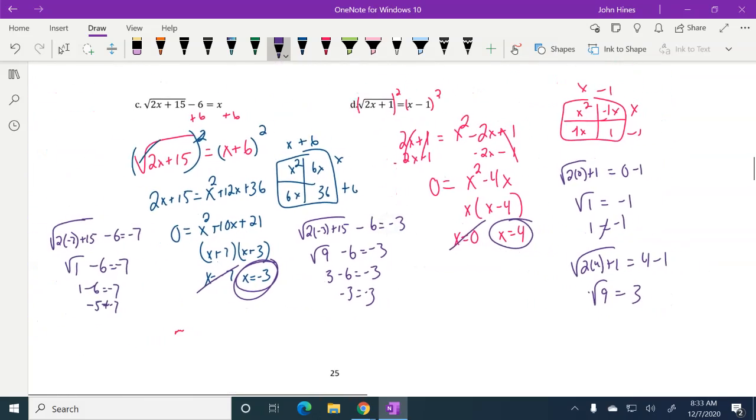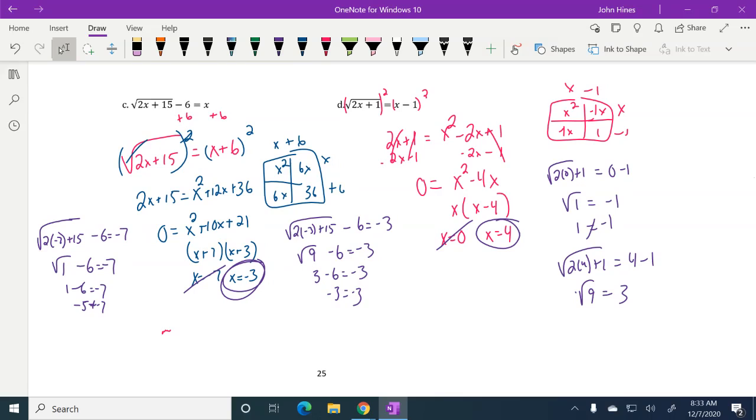So when we deal with these, you have to get the square root alone, square both sides, which probably involves making a box of some sorts. Get it equal to 0, factor, and once you're done factoring and solving, you have to take that number and actually plug it back in to see if it works.